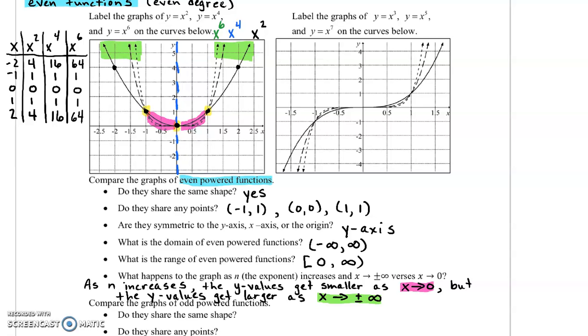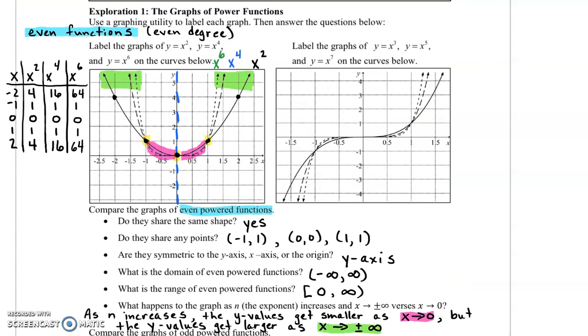In the last video, we talked about the even power functions. Now let's talk about the odd power functions, meaning they have odd degree. So just like before, where we did x squared, x to the fourth, and x to the sixth, this time we're going to do x cubed, x to the fifth, and x to the seventh.